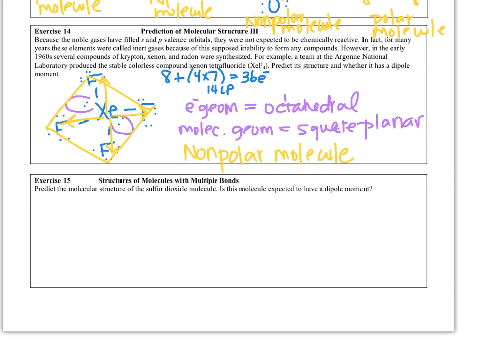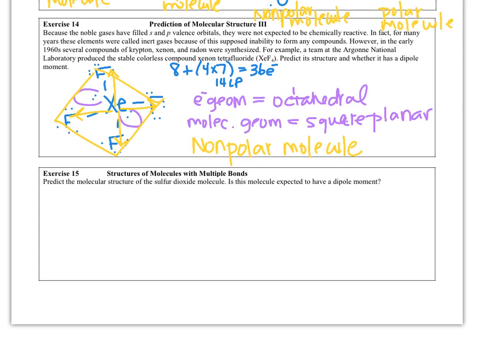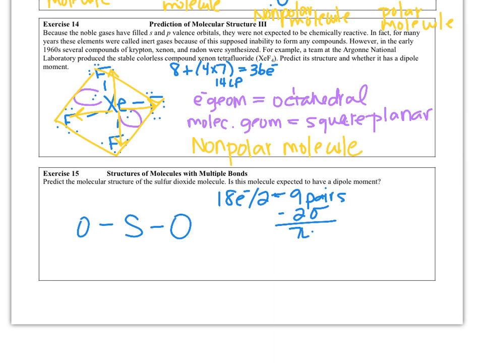All right, next, exercise 15. Predict the molecular structure of the sulfur dioxide molecule. Is the molecule expected to have a dipole moment? So when we do sulfur dioxide, same scenario. I've got S and I've got O and O. So I'm going to draw it. So I've got 18 electrons. Divide by 2 is 9 pairs. And I already drew in the 2 sigma bonds, so that's going to leave 7 lone pairs. All right, so with my 7 lone pairs, that's going to put a lone pair on my center sulfur.